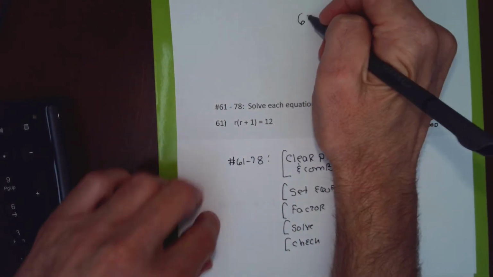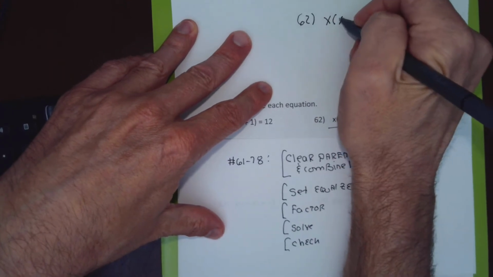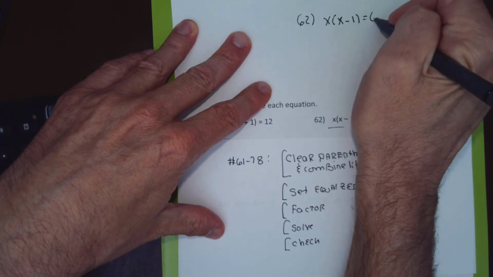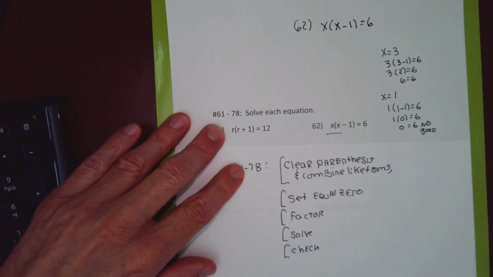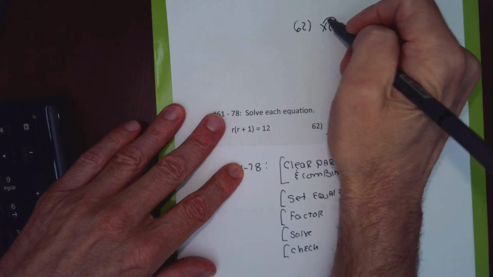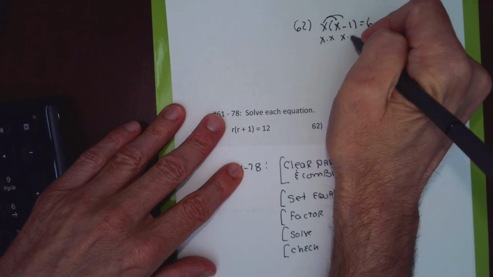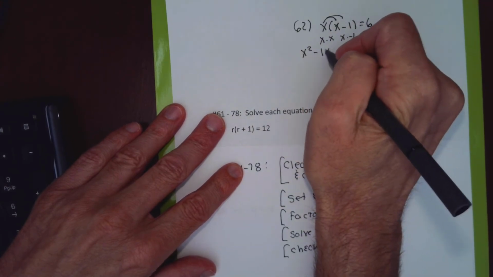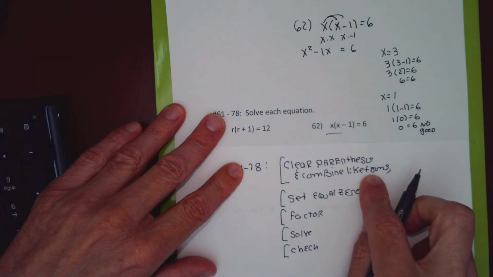So 62, the left side is factored. If the right side was 0, the answers would be 1 and 0. Common factors with an x give a solution of 0 if the right side is 0. Factors of x minus 1 give a solution of 1 if the right side is 0. When the right side isn't 0, I need to destroy the parentheses. To destroy this parentheses, I'm going to multiply x times x and x times minus 1. This will give me x squared minus 1x on the left side. And I'm done with the first step. I cleared parentheses. There aren't any like terms to combine.